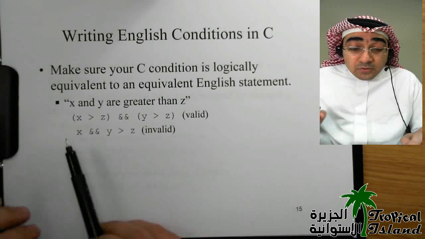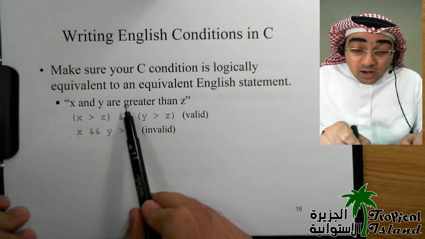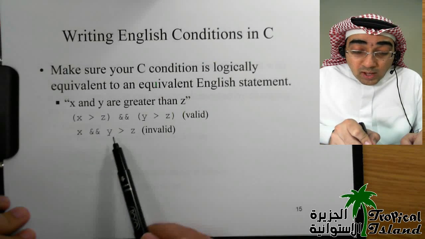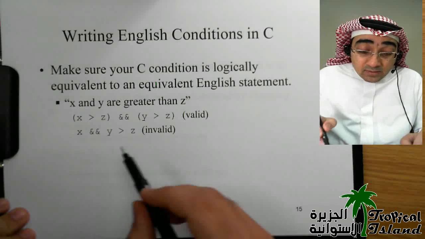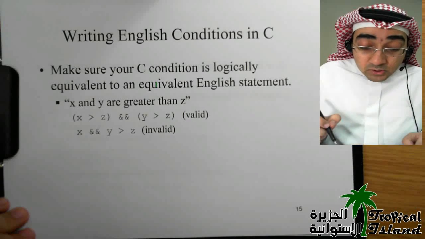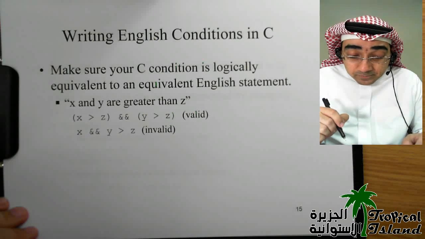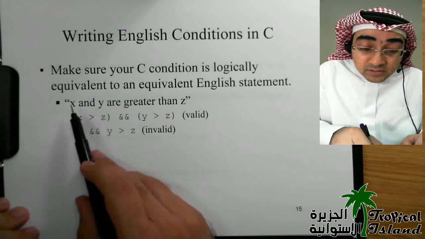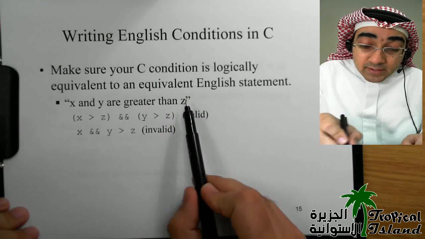Okay? Now, make sure your condition is logically equivalent to the English statement. If you want to say x and y are greater than z, do not write x and y greater than z. Okay? This is wrong. Why? Because in the order of precedence, what's going to happen? When we say x and y are greater than z, in English we mean that x is greater than z and y is greater than z.